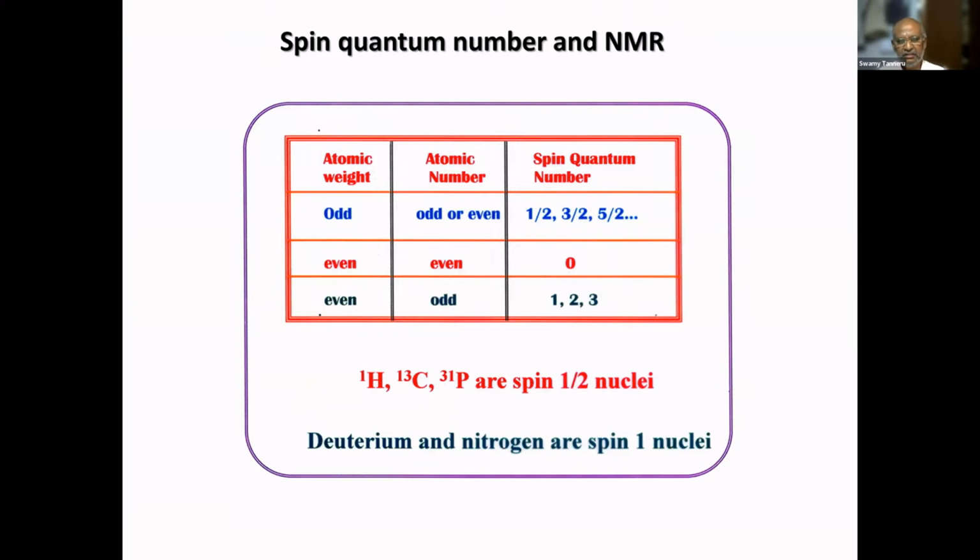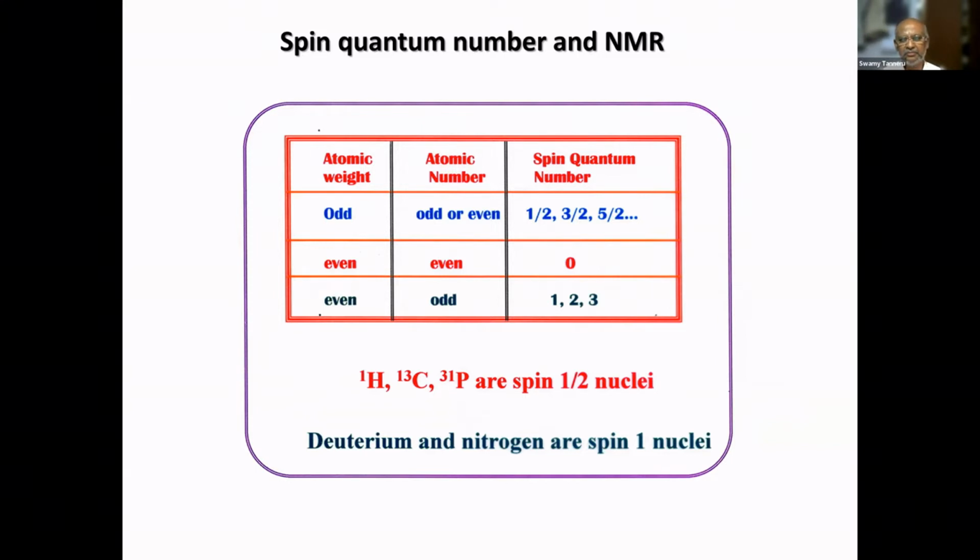Now, if you see the periodic table, all the elements, all the nuclei are not NMR active, only some are NMR active. What is the basic criterion to identify whether a nucleus is NMR active or not? It is looking at the atomic weight and atomic number. From that you can find the spin quantum number.